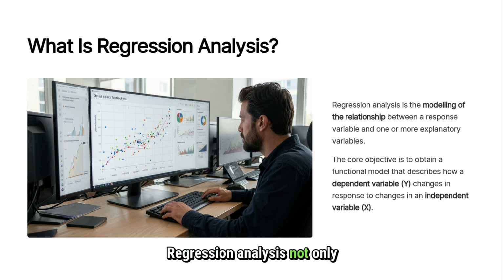Regression analysis not only helps explain past behavior, but also supports prediction and decision-making. The resulting regression equation can be used to forecast future outcomes, identify key factors affecting performance, and optimize process settings. A typical linear regression model is expressed as y equals a plus bx, where a represents the intercept and b represents the slope, which indicates how much y changes for every unit change in x.